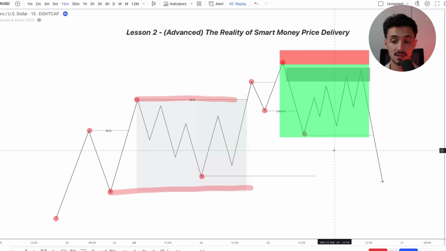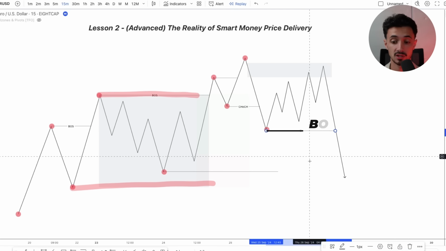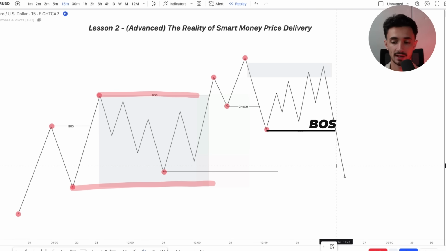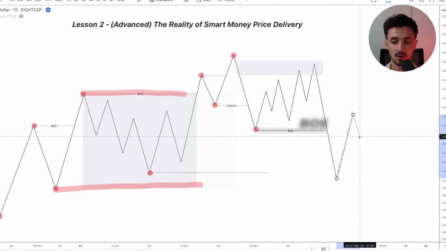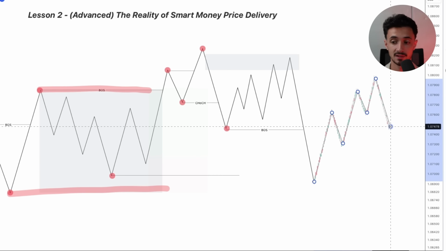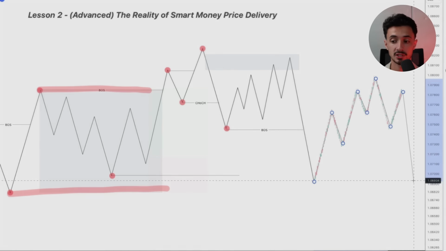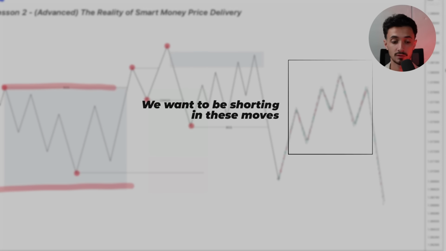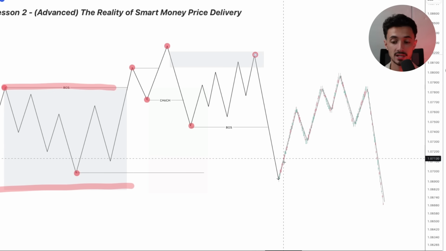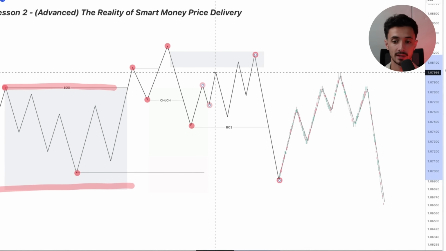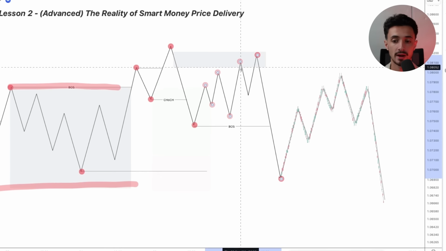Simple, like this. And then what happens? We have a break of structure and now we're bearish. So you tell me, what do you think is going to happen next? We are going to have some kind of pullback like this one, and then a shift. And then guess what? We want to be shorting in these moves, right? We're just trading the order flow. It's just the trend, but we are actually trading it accurately and not trading it like a lot of other people look at it and they get caught inside of the price ranges.